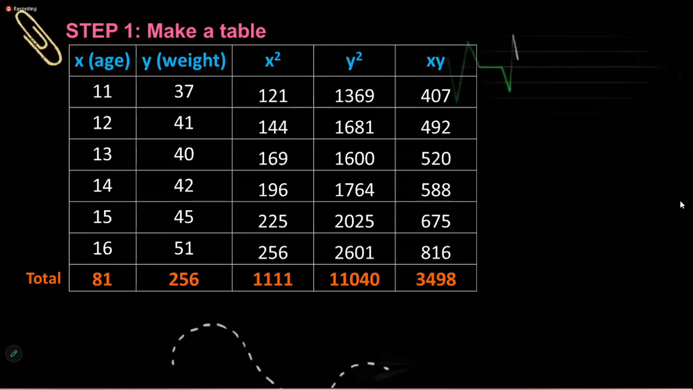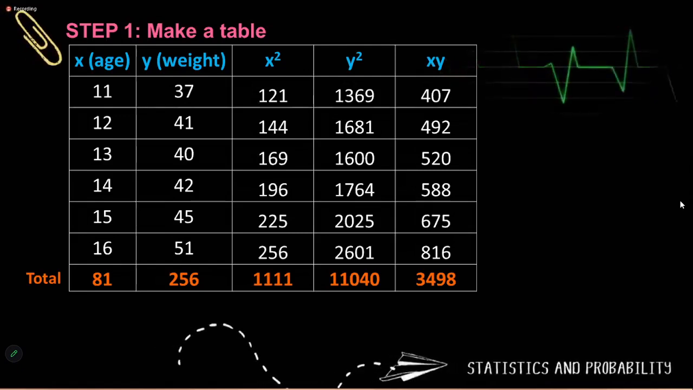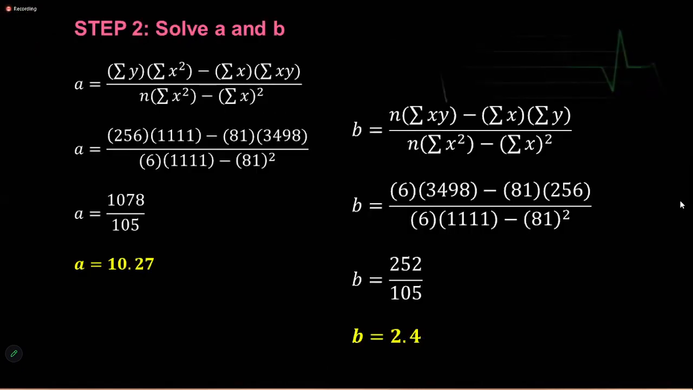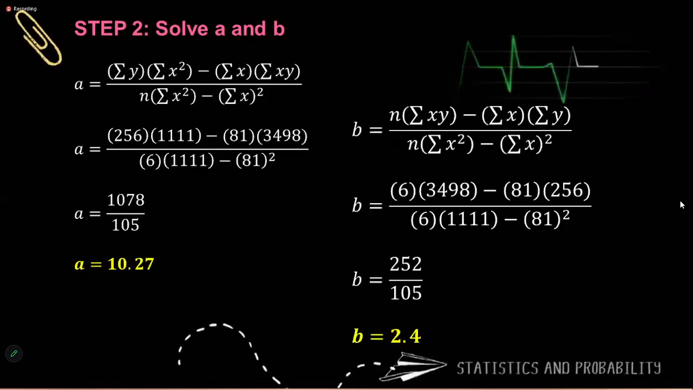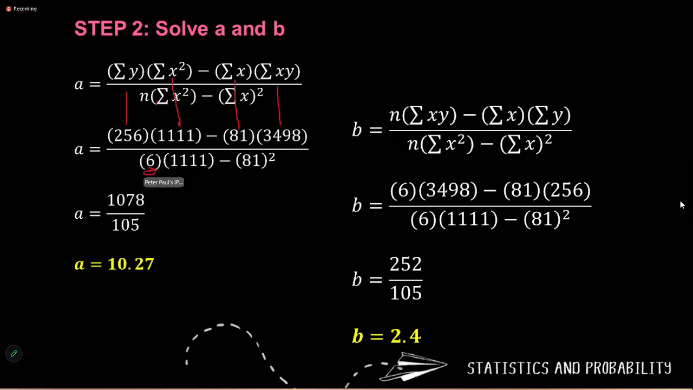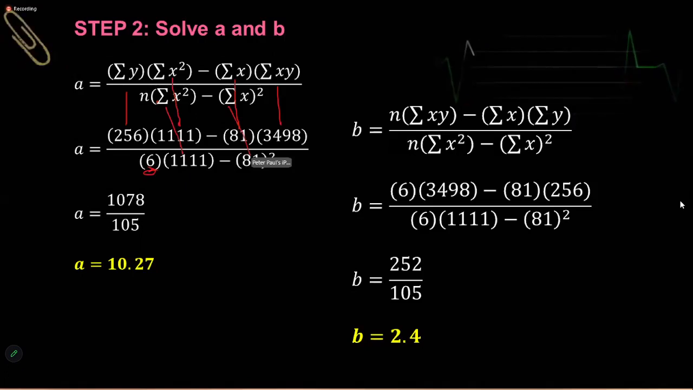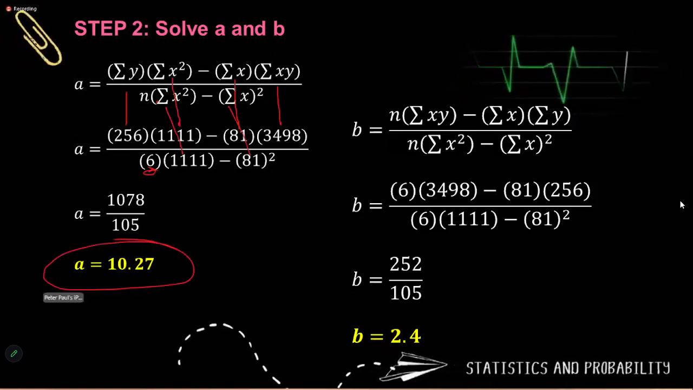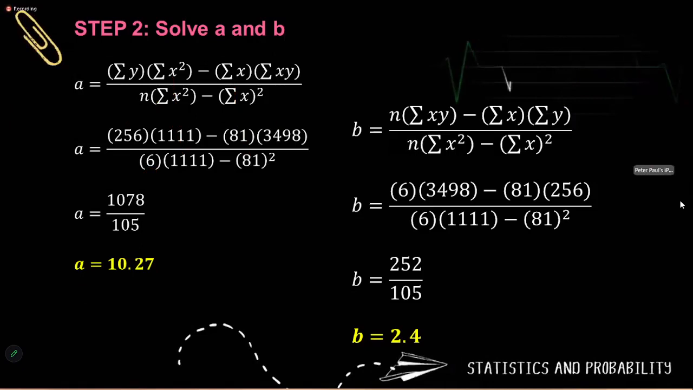Okay, first, we create a table. We already know how this table is created. It is just like correlation. Next, step number 2, we just substitute directly for the y-intercept. Summation of y is 256. Summation of x squared is 111. Summation of x is 81. Summation of x times y is 3498, and n is 6. Summation of x squared minus the square of 81. So, what we got for the y-intercept is 10.27. So, round it off to 2 decimal places.